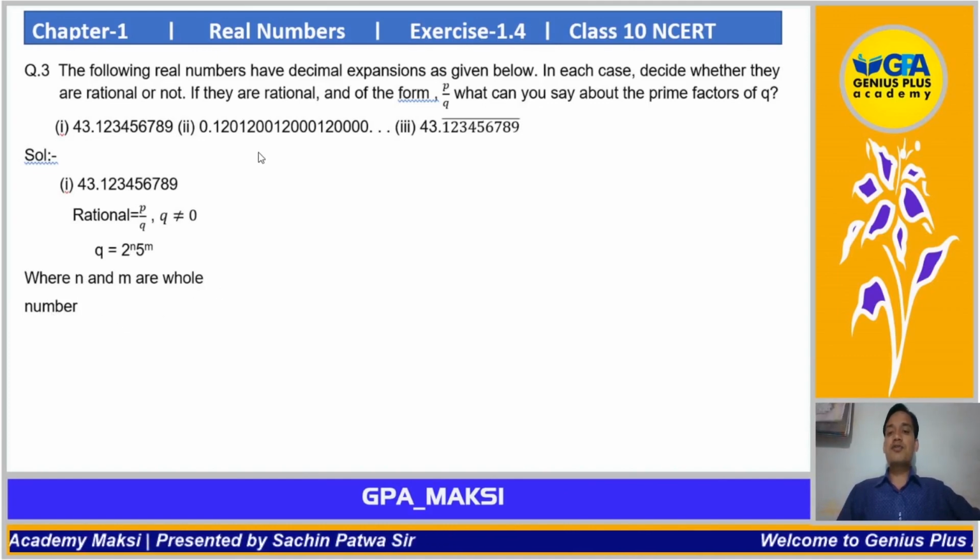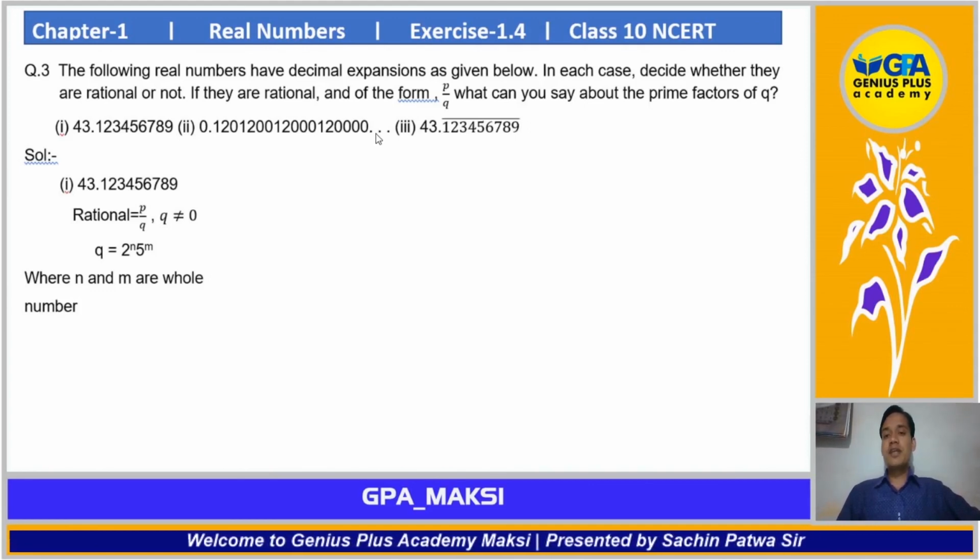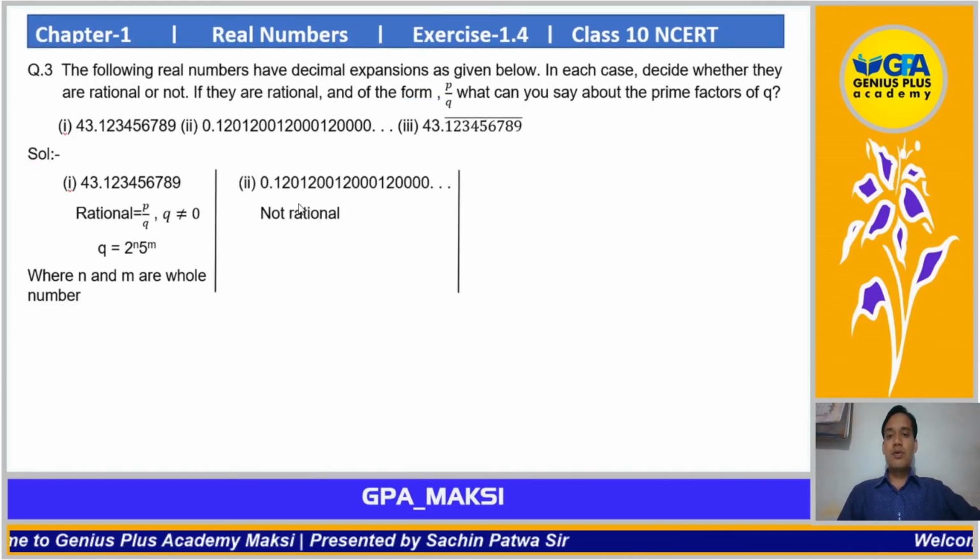बात करें अगर हम क्वेश्चन नंबर सेकेंड की, सो क्वेश्चन नंबर सेकेंड है 0.120 1200 12000 1200000 एसो ऑन. सो क्वेश्चन नंबर सेकेंड ना ही टर्मिनेटिंग है ना ही नॉन टर्मिनेटिंग रिपीटिंग है. सो इट इज नॉट ए रेशनल नंबर. सो क्वेश्चन नंबर सेकेंड का कोई सॉल्यूशन नहीं होगा बिकॉज इट इज नॉट ए रेशनल नंबर.